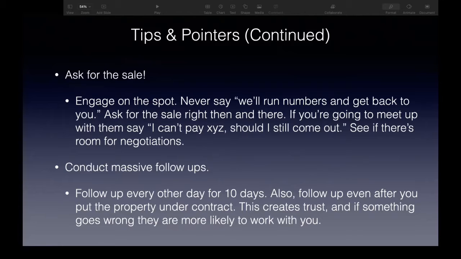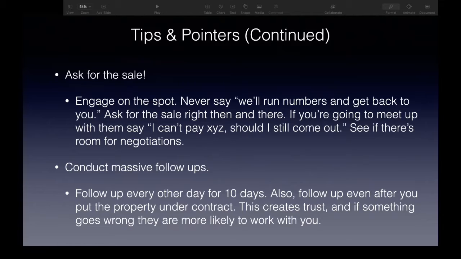You touch them at least once a week just to give them updates. When something different happens, update them right then and there. Hey, just did the final water meter read. I figured I'd let you know everything's going well. I'll give you an update in case anything changes. Bye. Conduct massive follow-ups, get it on the contract, and then follow up more.